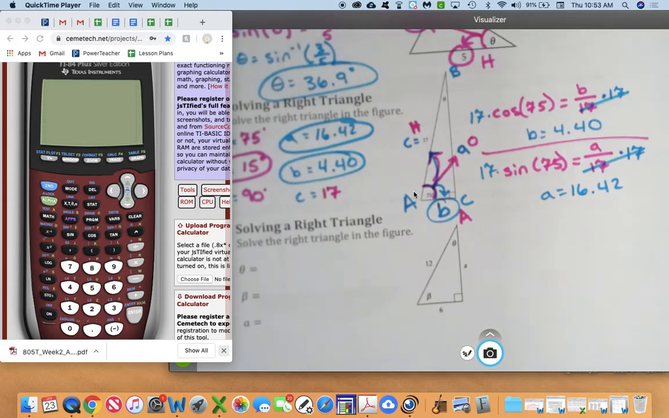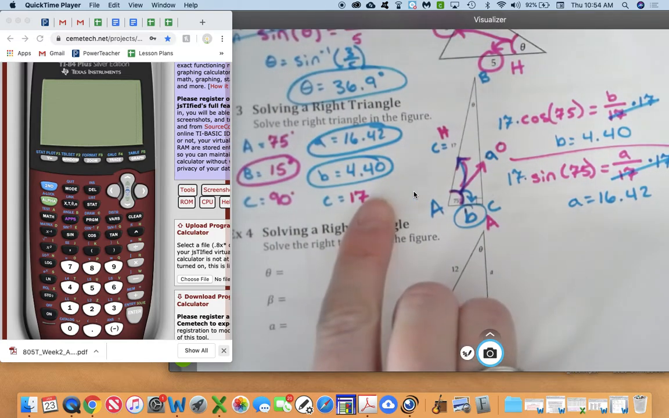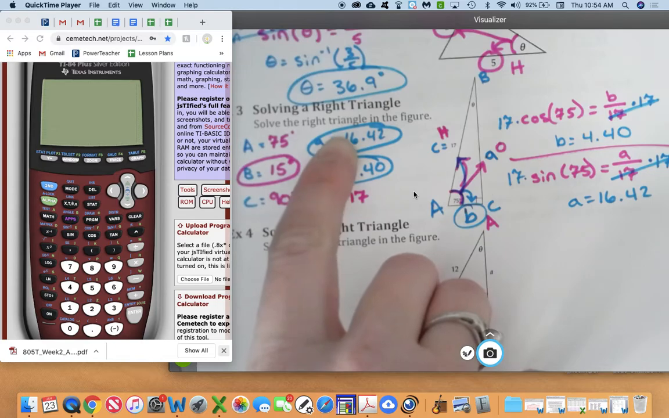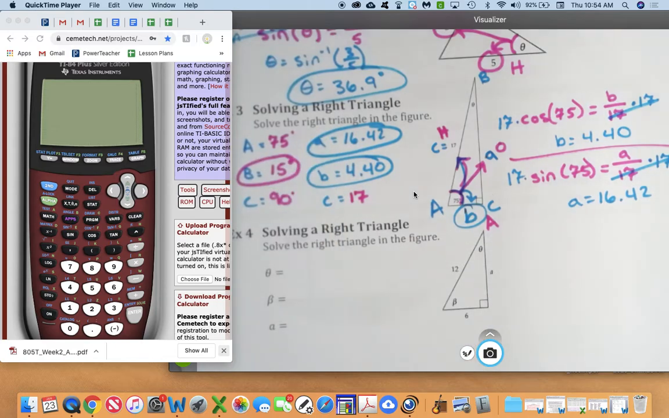Why is one of my sides 16 and one of my sides 4? Because one's shorter than the other. Look at the angles. A 15-degree angle versus a 75-degree angle, okay? Those should also go in relationship to each other. So the biggest angle should have the biggest side. The medium angle should have the medium side. The small angle should have the small side, yeah? Okay, beautiful.